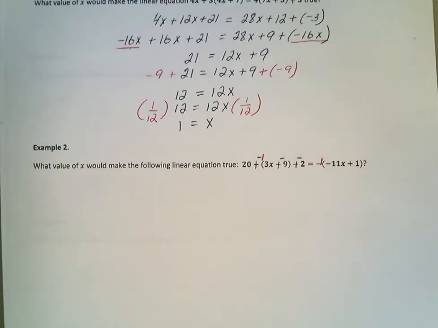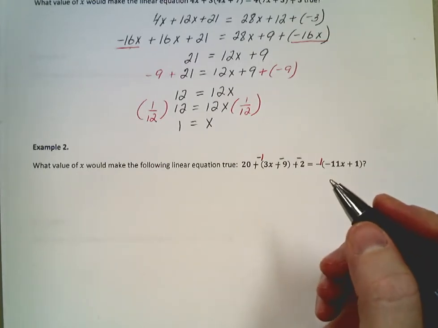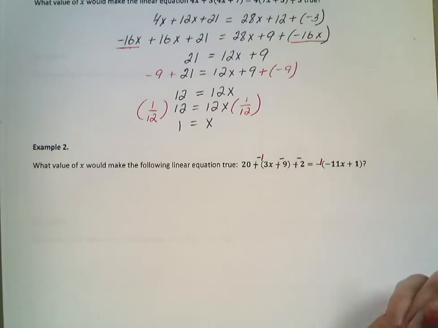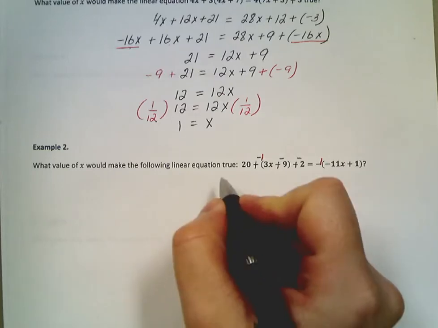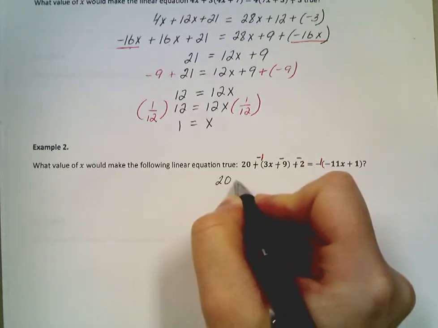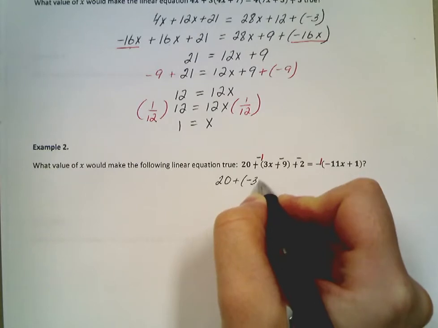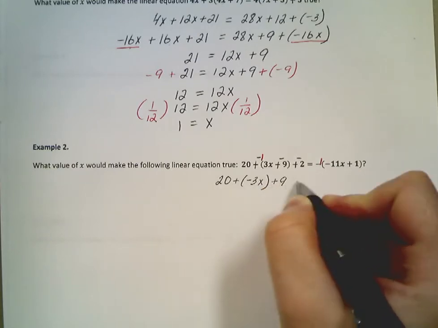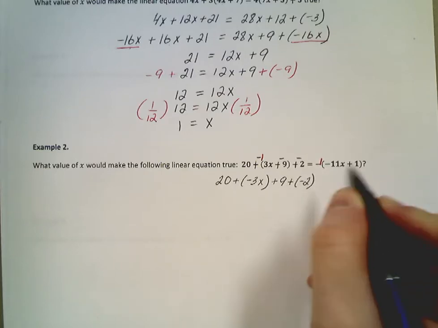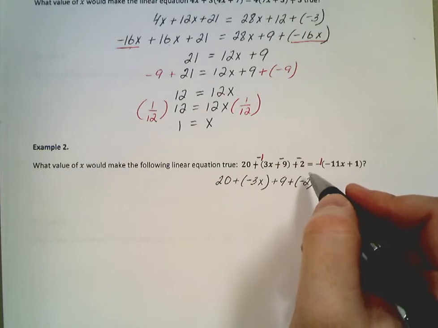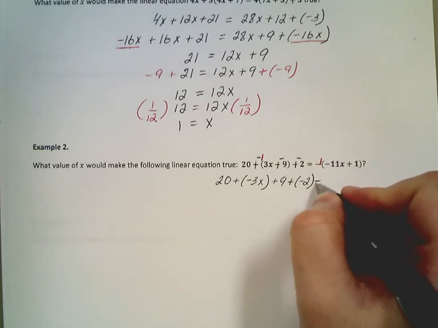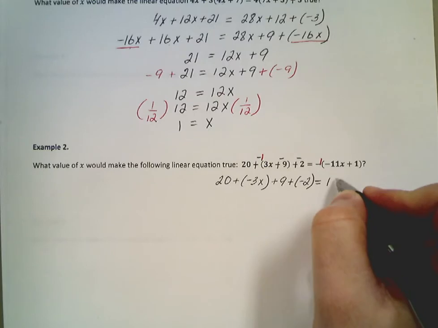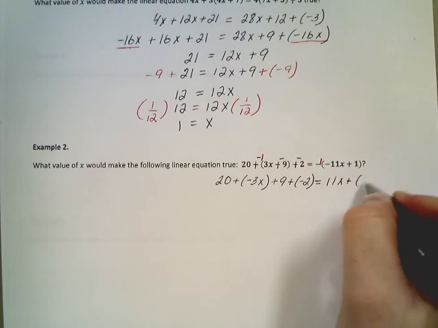parentheses. So when I open the parentheses, either applying the distributive property or knowing that the opposite of the sum is the sum of the opposites, I will get 20 plus negative 3x plus positive 9, and then I will have plus negative 2 because the distributive property does not apply to the numbers outside of the parentheses. And then I will have equals 11x plus negative 1.